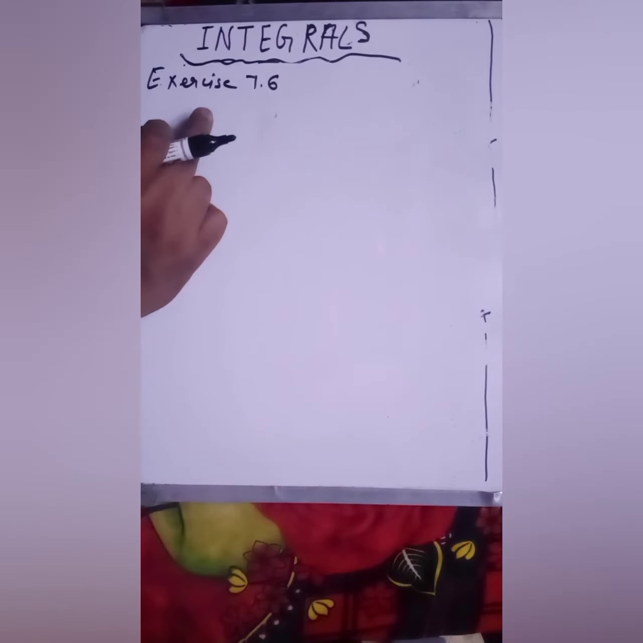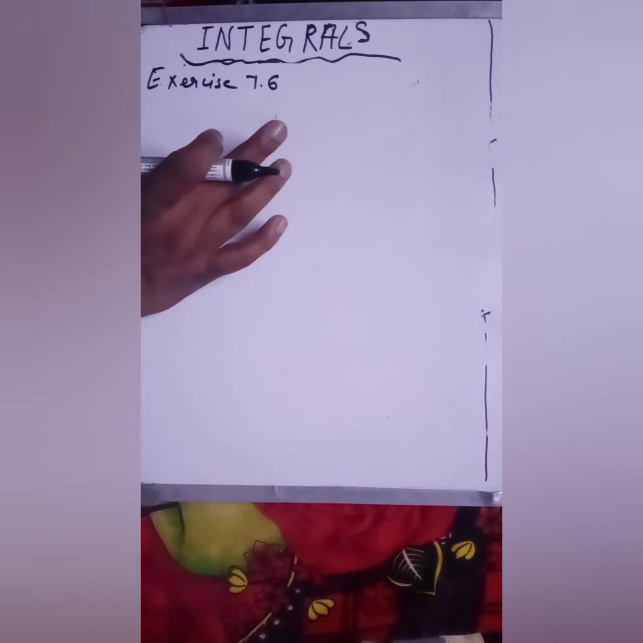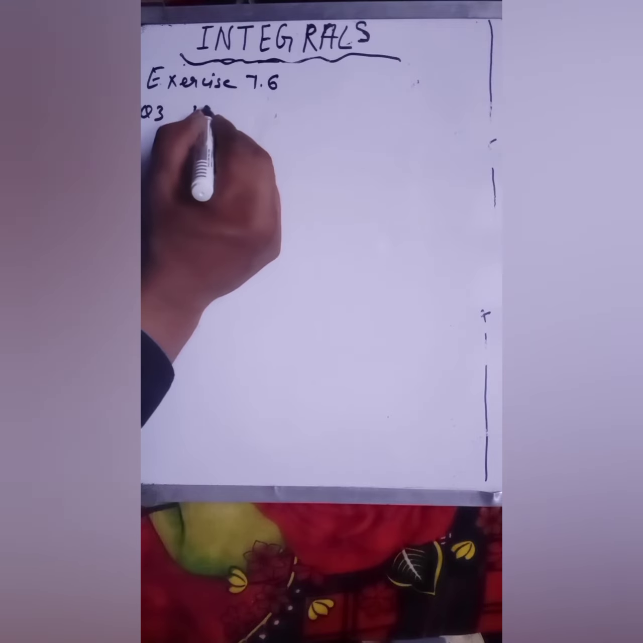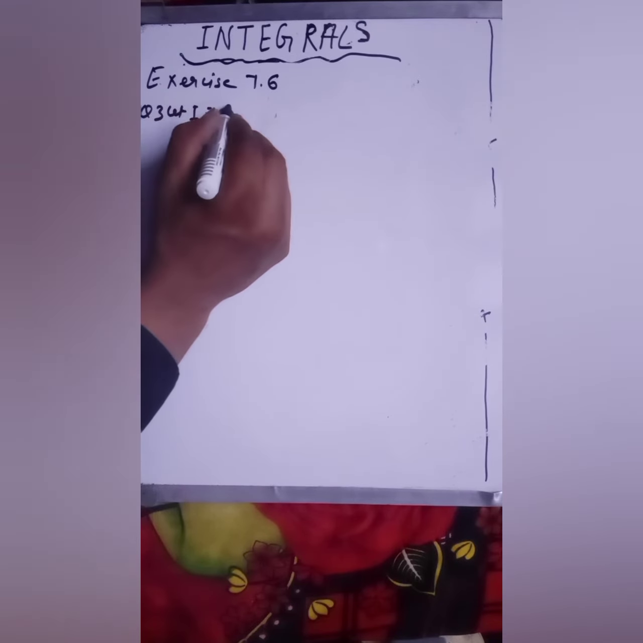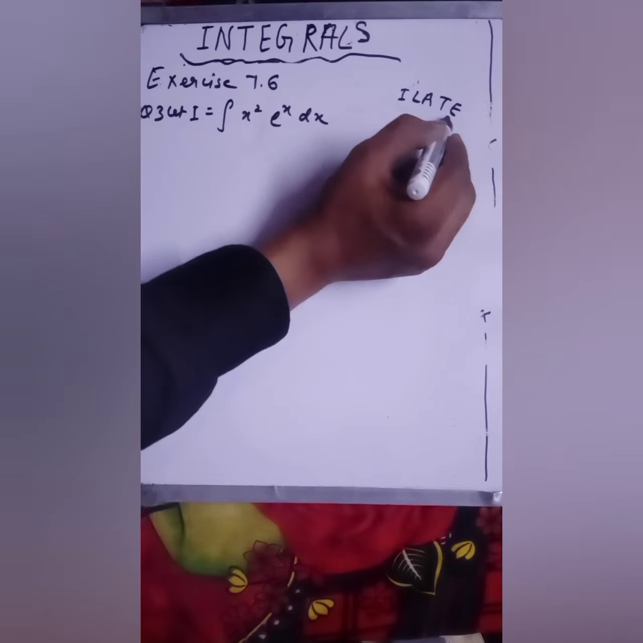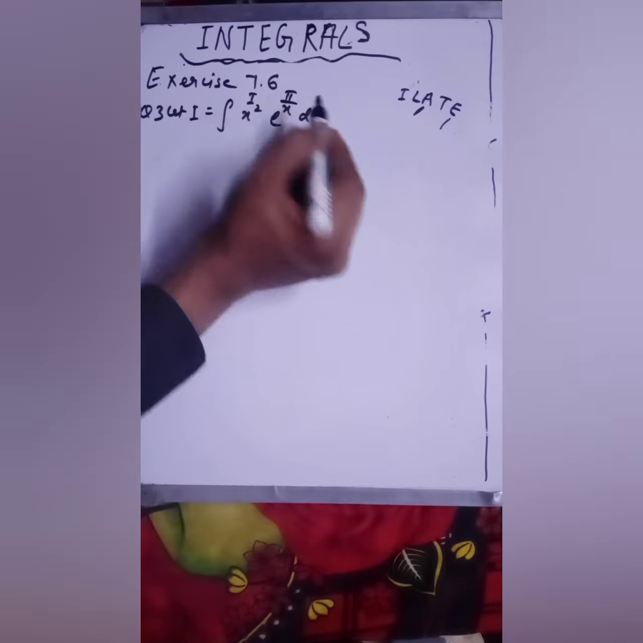Now see, children, we are starting this exercise 7.6. The first question is very simple, you can solve it. Question number 2 is also very simple. So here I am going to solve question number 3. Let I be equal to the integration of x squared into e to the power x dx. First of all, you will use ILATE. Here an exponential function and an algebraic function are coming. So the algebraic function will be the first function and the exponential function will be the second function.